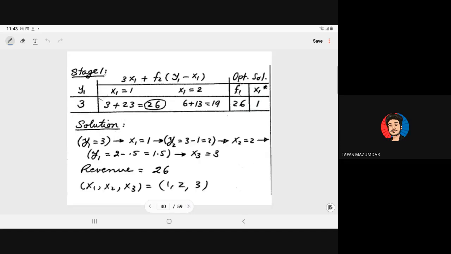Then stage 1. In stage 1, because you have the complete volume, here you can say it is a 3, and x1 can take the values 1 and 2. Why 1 and 2? Why not 3? Because unit weight is 1.